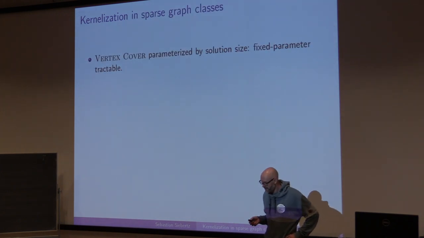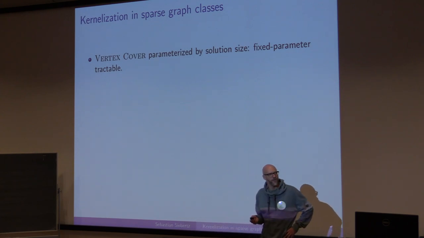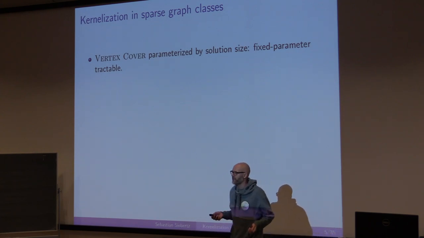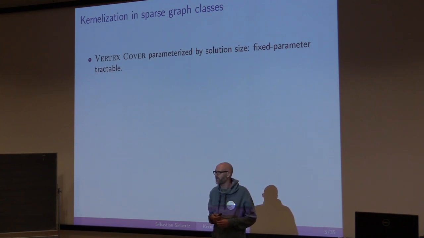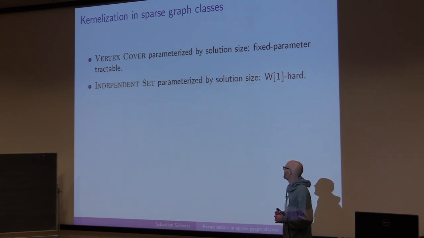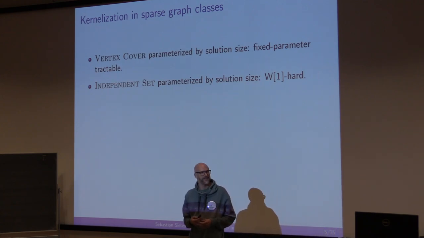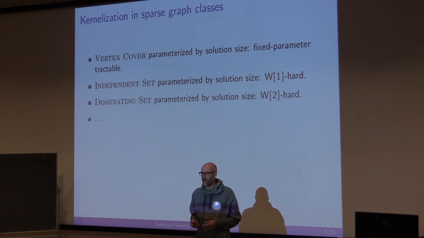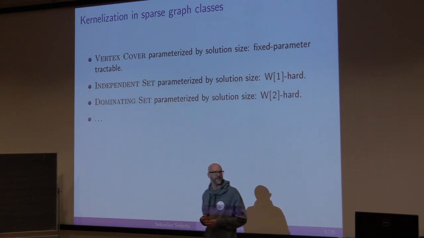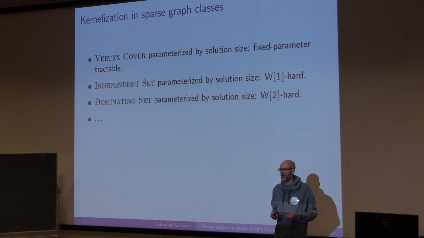Okay, so I will speak about kernelization in sparse graph classes. So it's a lot about graph problems. For example, the vertex cover problem is fixed parameter tractable in general graphs. We are not going to speak about this too much. The independent set problem, for example, parameterized by solution size is W[1]-hard. So we expect that in general graphs, there is no kernel for this problem. Or the dominating set problem, parameterized by solution size, is W[2]-hard. Again, we expect that there is no kernel in general.